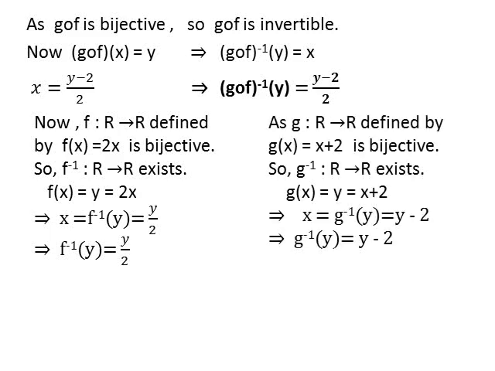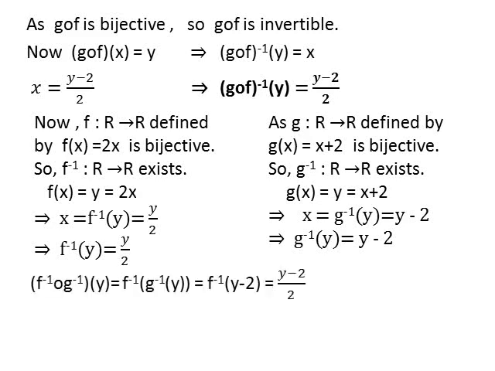Similarly, g is a mapping from R to R defined by g(x) = x + 2, which is also bijective, as given to us. So g inverse exists. As g(x) = y, it implies that x = g inverse(y), and that is equal to y - 2. Now we calculate f inverse of g inverse.